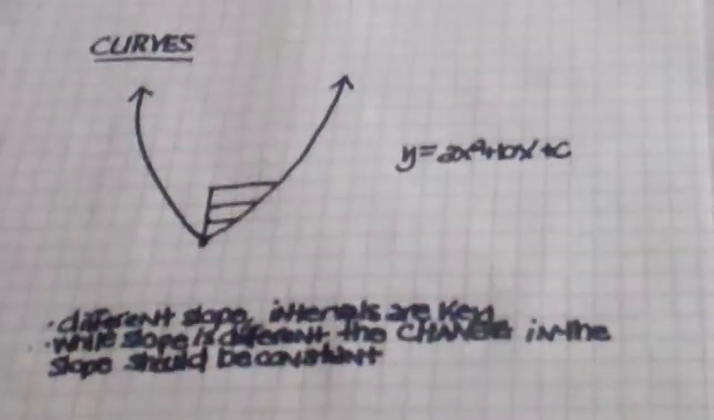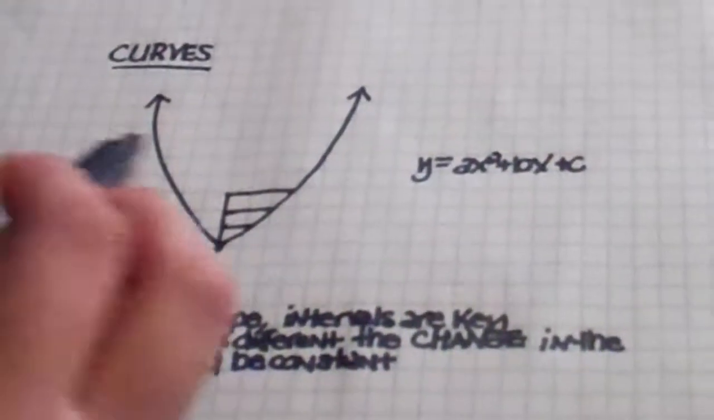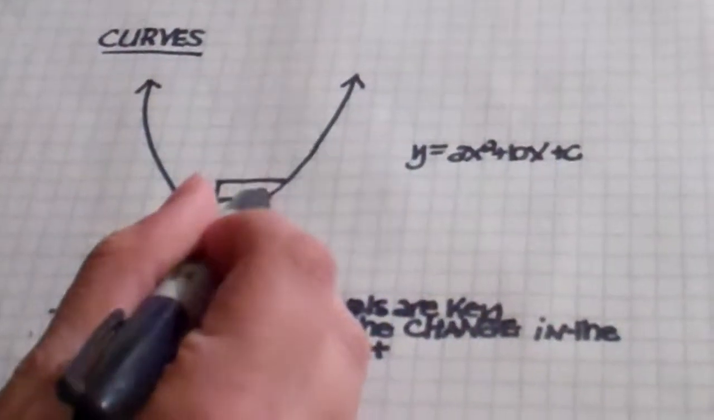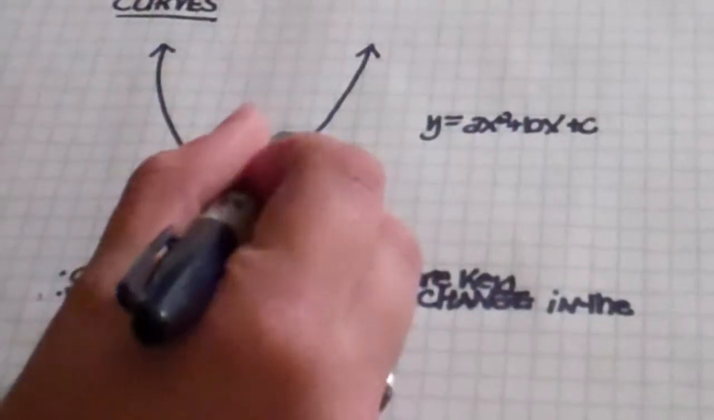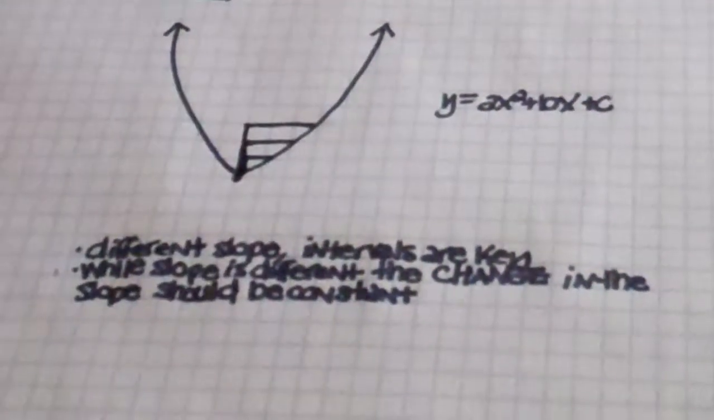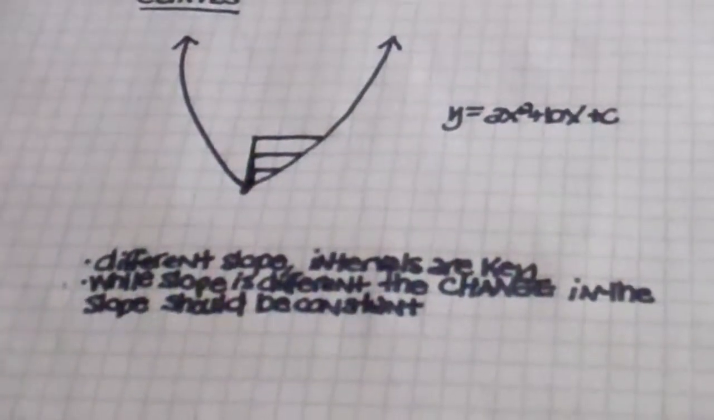So if you figure that out, and you keep the change in the slope, notice how it's 1 to 1, then it's 2 to 2, and then it's 3 to 3. And if you keep that consistent, it's a lot easier to set.